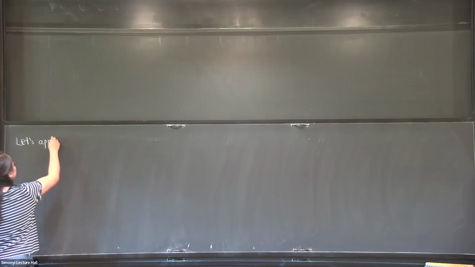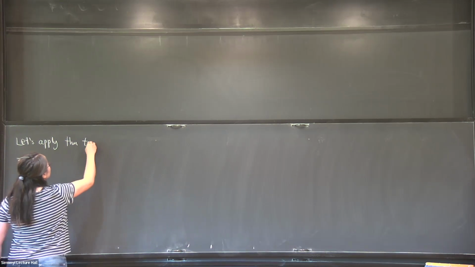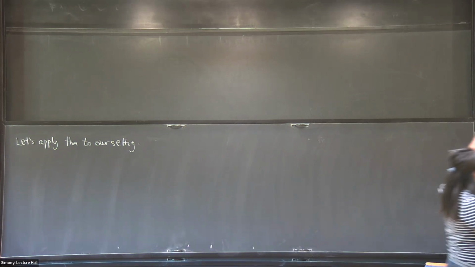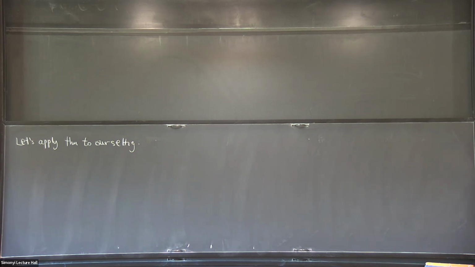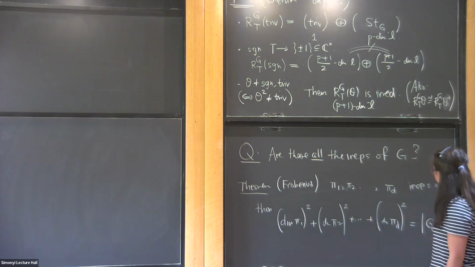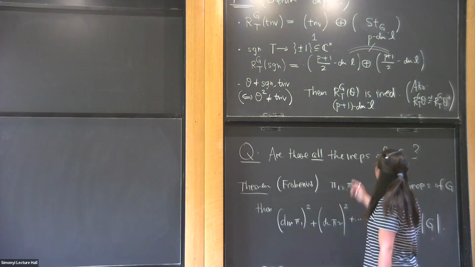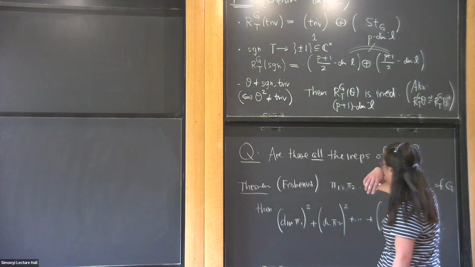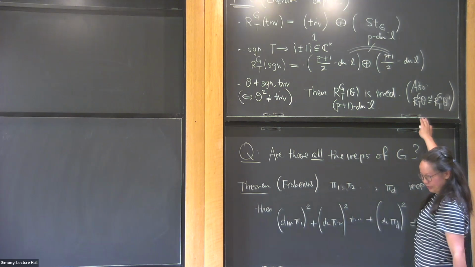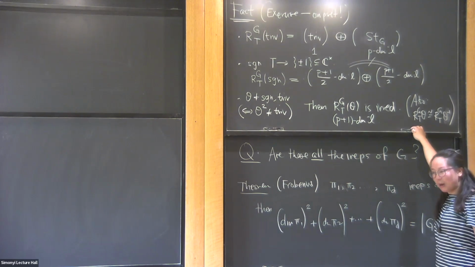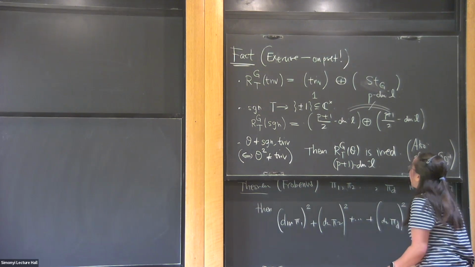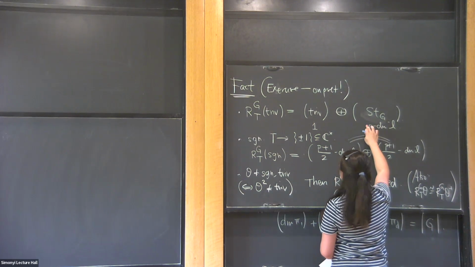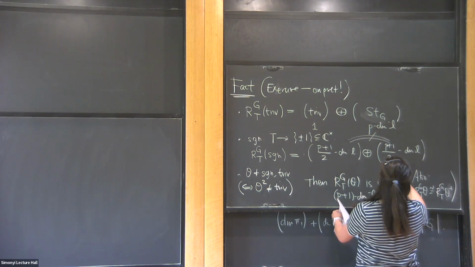So let's apply the theorem to our setting. I have a list of representations over here. The question is whether or not it's complete. What this theorem says is that it's complete if I sum up all the squares of the dimensions of the ones I know about, and it reaches the entire size of G, which I have erased, but everyone should remember is P times P plus 1 times P minus 1. Okay, so let's count them. There's one guy over here of dimension 1 and one guy here of dimension P, and then there's 2 of P plus 1 over 2.